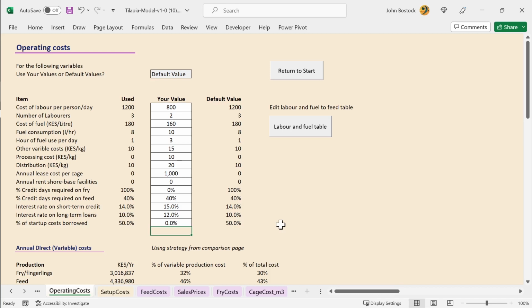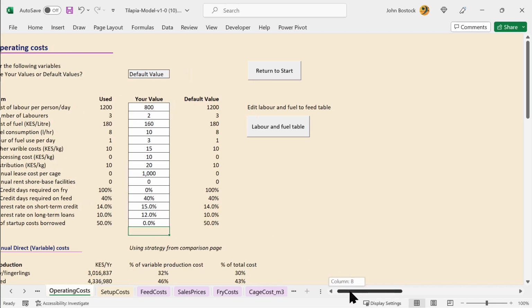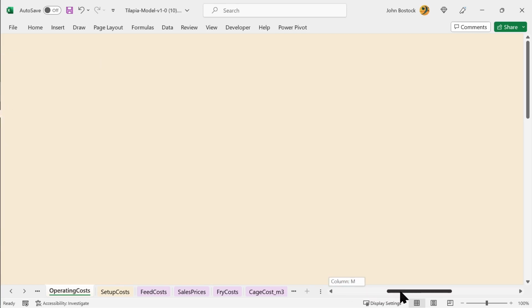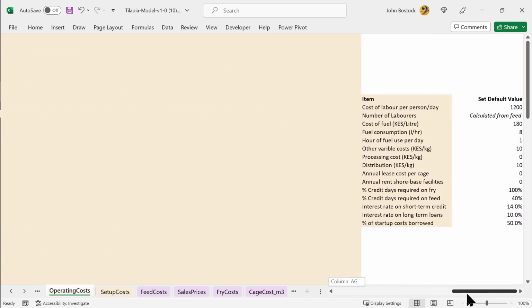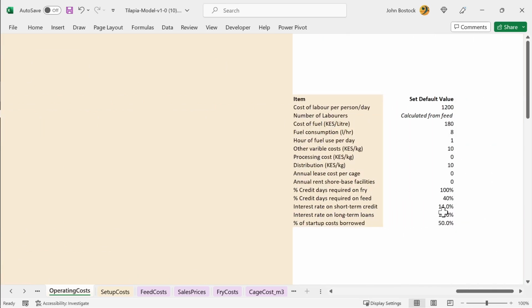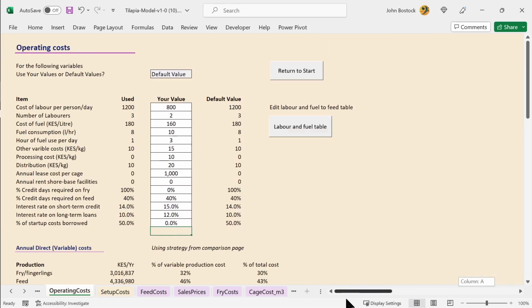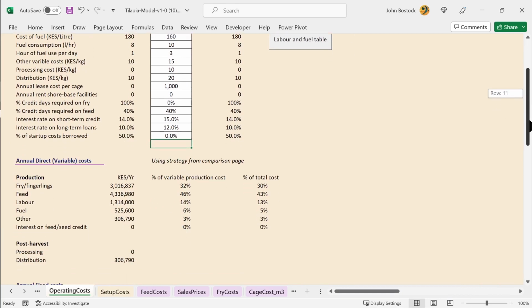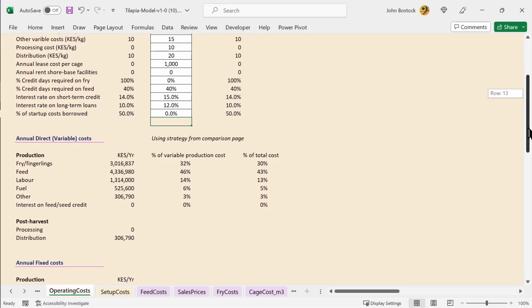If you wish to change the default values, scroll beyond the right-hand edge of the page and there is a separate table where you can adjust the default values. Once the table has been completed, the section below shows the calculated direct and fixed costs based on the overall strategy selected in the 5- comparison sheet.